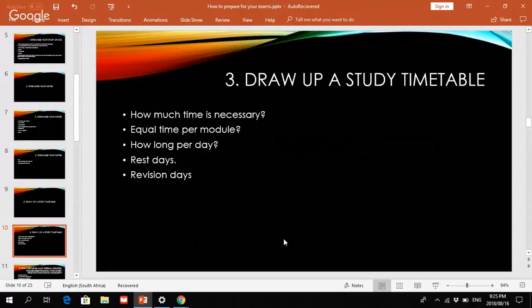A common question we get asked is how much time is necessary? Obviously, the short answer is as much time as you can get. How much time you will actually need will depend entirely on you. It's very subjective because some students might have quite a bit of embedded knowledge. And if you have a lot of embedded knowledge, then you don't really need that much time to start studying everything, because it's sort of like revision more than actual studying.